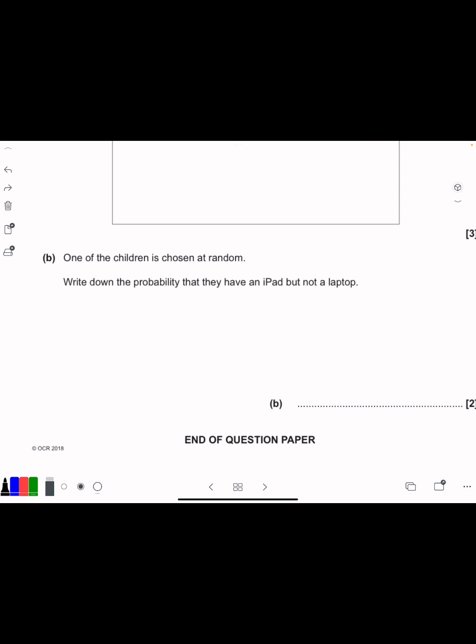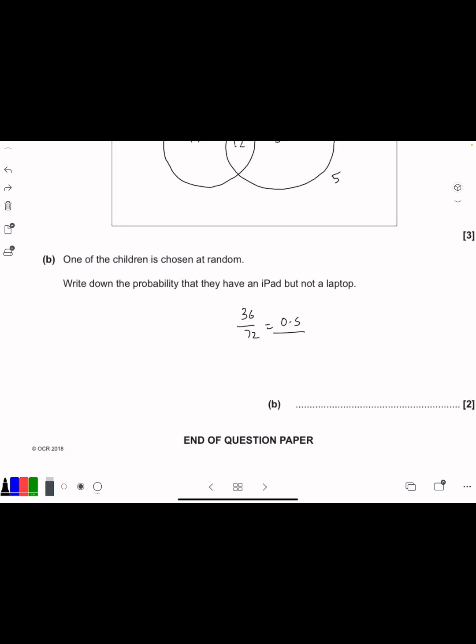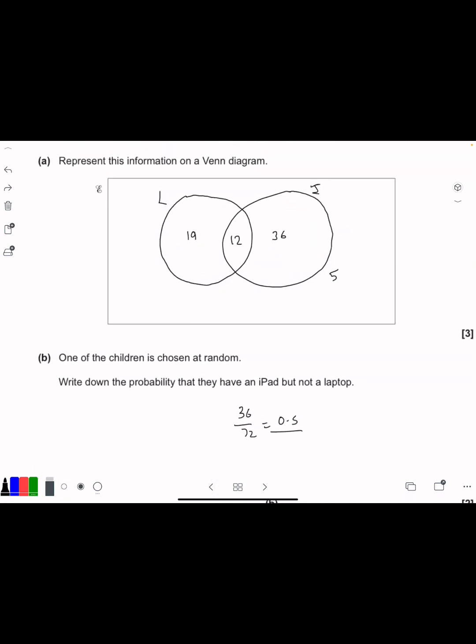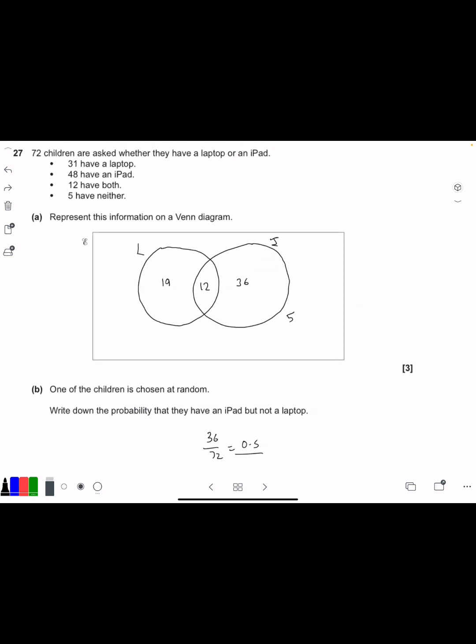One of the children is chosen at random. Find the probability that they have an iPad but not a laptop. It would be 36 over 72, which is 0.5. As we can see from here, 36 have just an iPad, and in total there are 72 people.